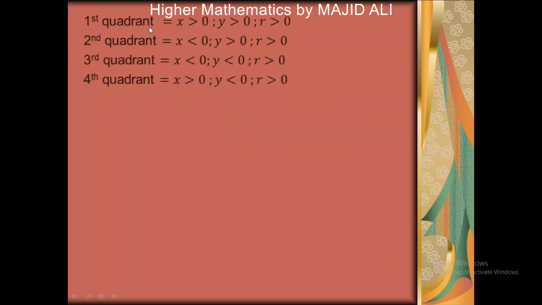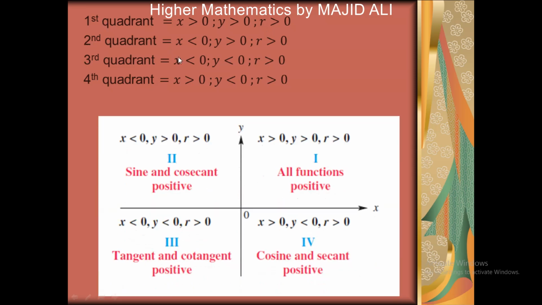So here we can see that if the value of x is greater than 0, it means x is positive, and if the value of y is greater than 0, it means y is also positive. And remember that r is always positive, it is never negative. Remember that. In the figure you can easily understand that all the functions are positive in the first quadrant. How? As we already know, x is positive and y is positive. In the second quadrant, x is negative, y is positive. Here only sine and cosecant theta are positive.